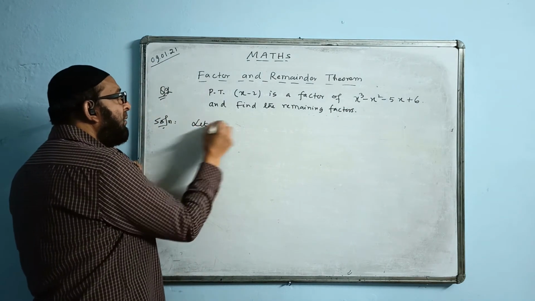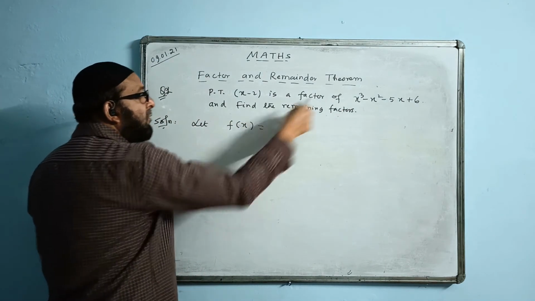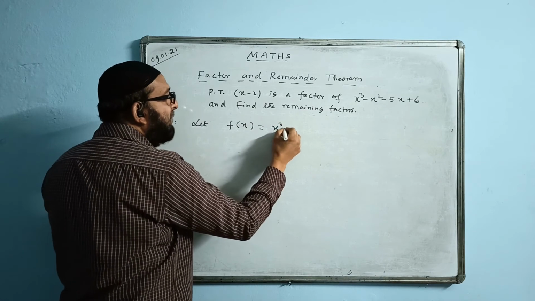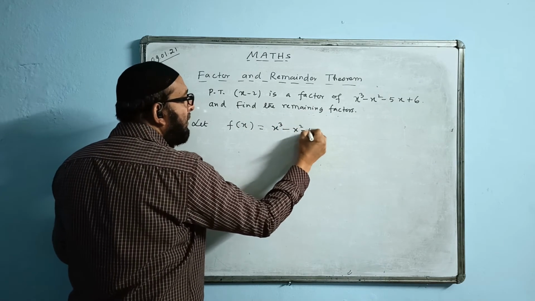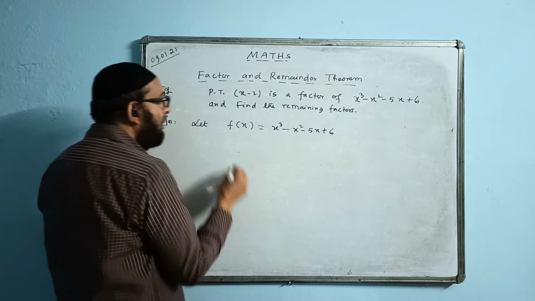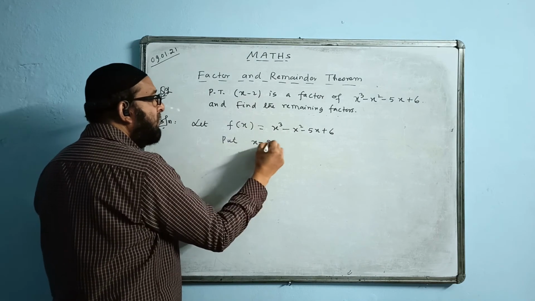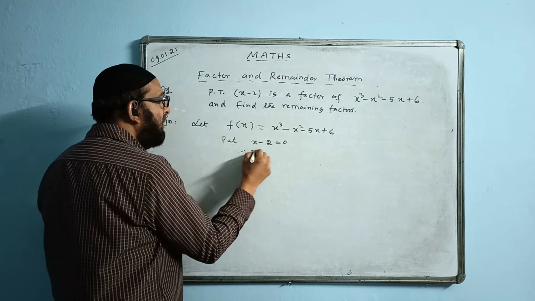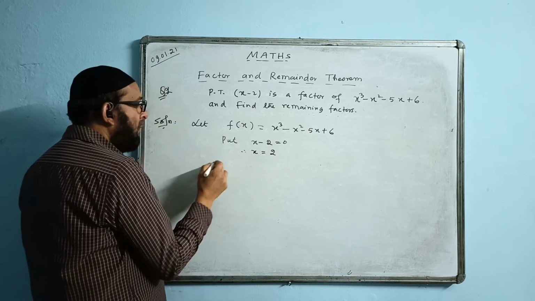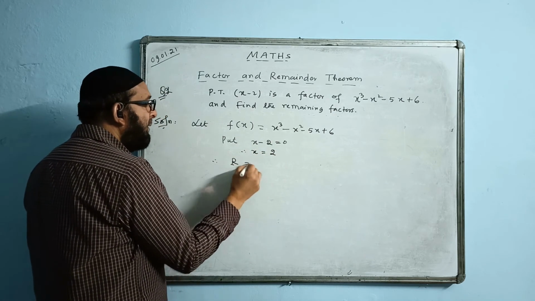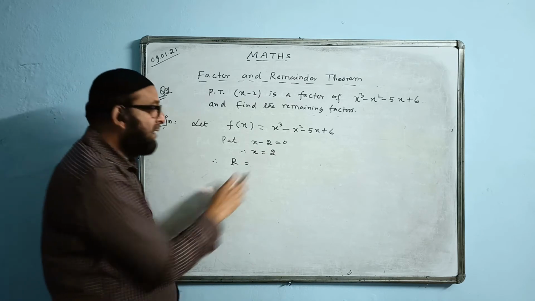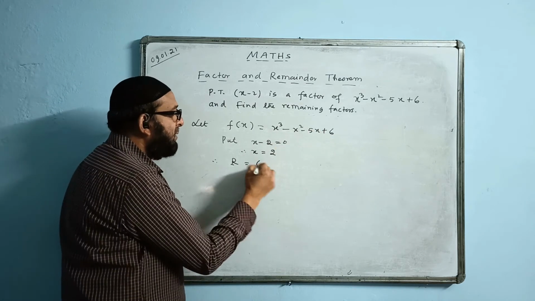First, we will be writing that let f(x) be equal to the expression, whatever expression has been given, which you have to divide. Complete. Put with what we are dividing, x minus 2. Put x minus 2 equal to 0. Therefore, x value is 2. Therefore, r is remainder. Remainder value we will find out. X value put 2 everywhere and check what is the answer.